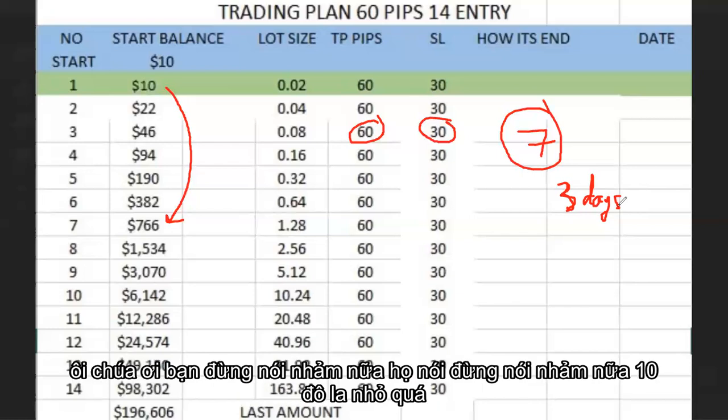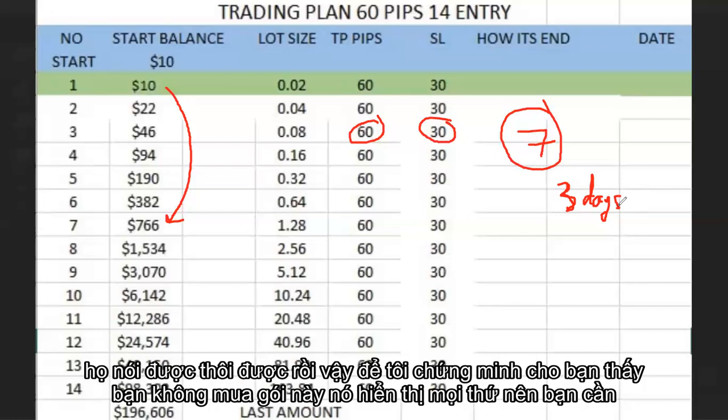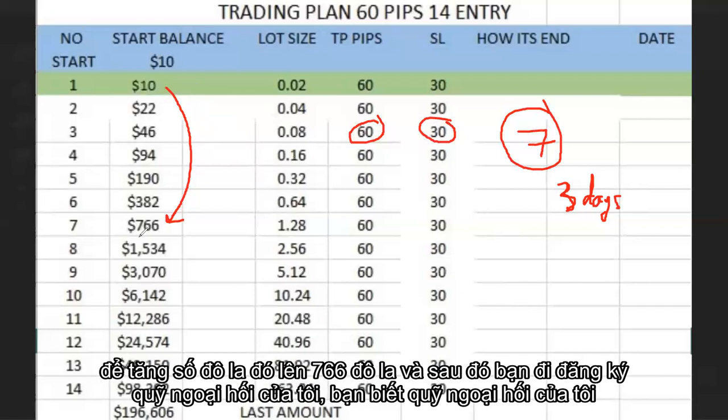I say to them, oh my God, stop talking bullshit. They say $10 is so small. Okay, so let me prove it to you. This plan shows everything. You need to grow that $10 to $766, and then you go and register my Forex Fund.